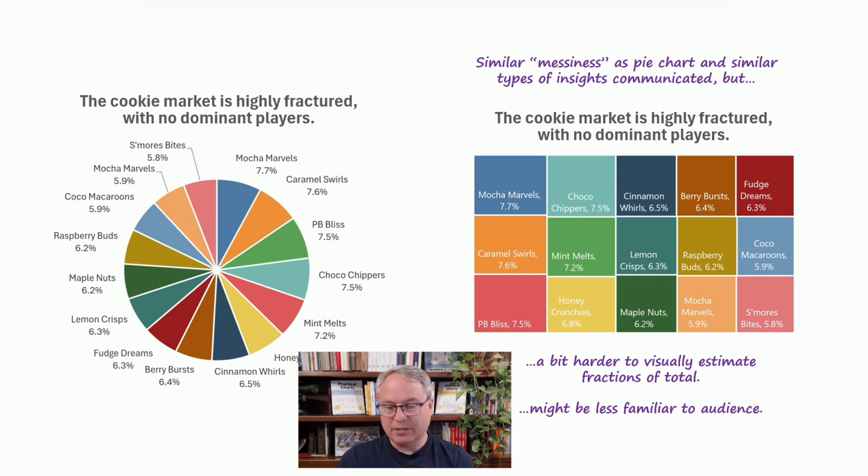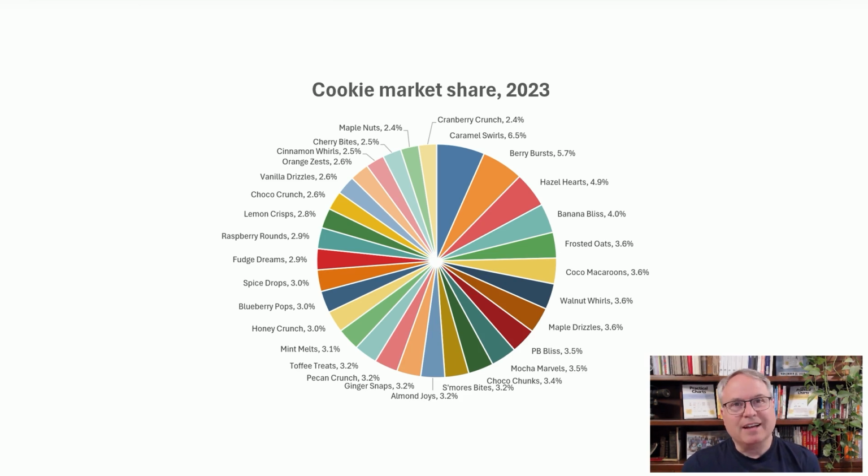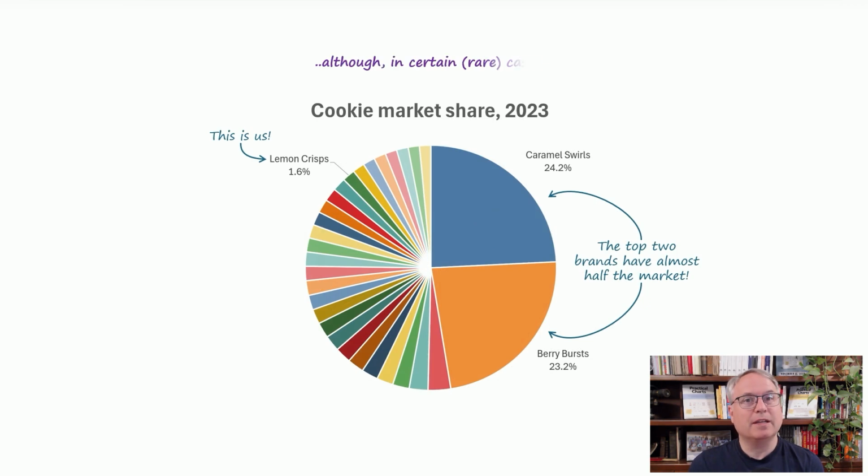But let's keep pushing. Let's see, how about if there's like 30 brands of cookies? So yeah, admittedly at this point, a pie chart starts to look kind of ridiculous. But I do actually think that there are certain, admittedly kind of rare situations, maybe like this, where it might actually make sense to have a 30 slice pie chart. If I want to communicate that these top two brands here had almost half the market, and we're this tiny little player up here, well, I think this specific type of insight is actually going to be better communicated than it would be in a bar chart or a tree map.